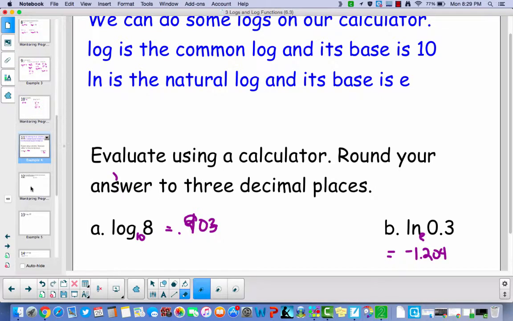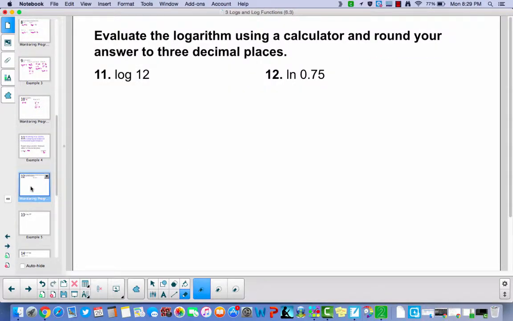Okay, I'd like you to use your calculator and try those two for just a minute. Pause the video here so you can do that.